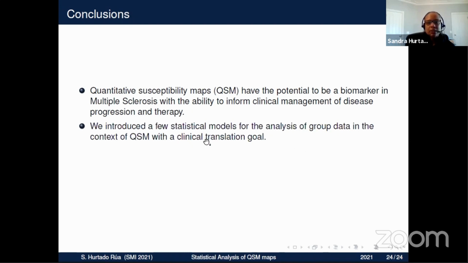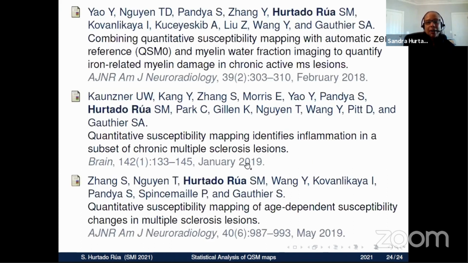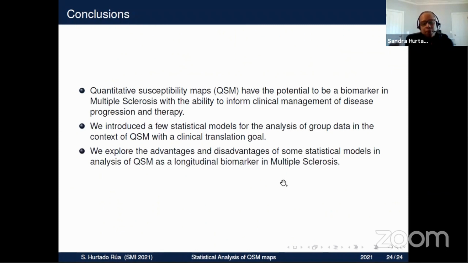We introduced a few statistical models we have worked on for group data, and we reviewed the advantages and disadvantages of some of the models we have used. And we saw the potential of models with little adjustment that we can extend to apply to observational data with the idea of causal inference.